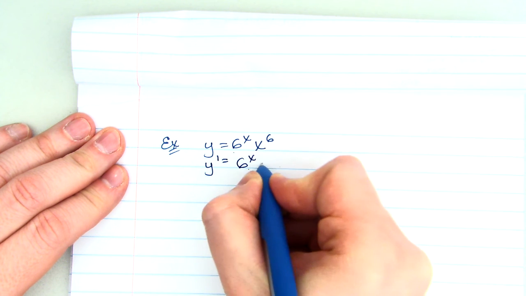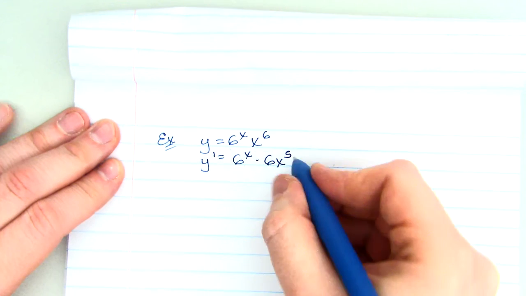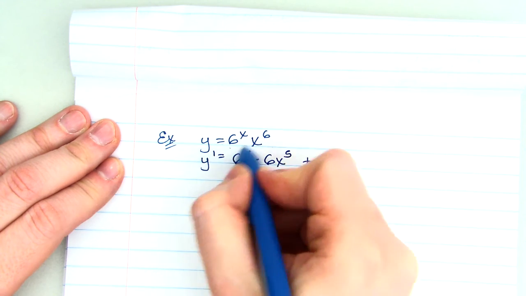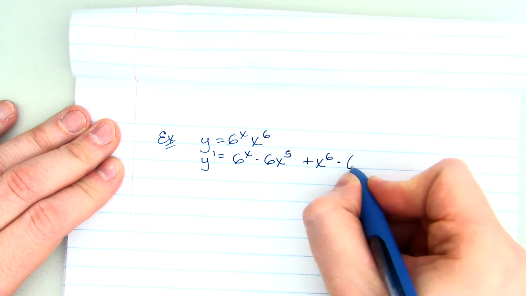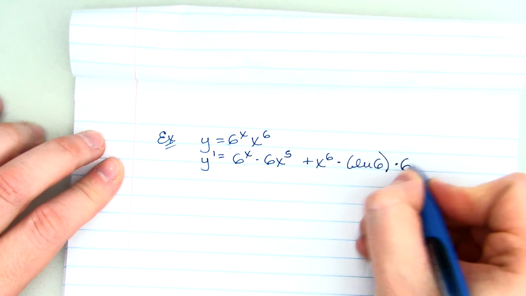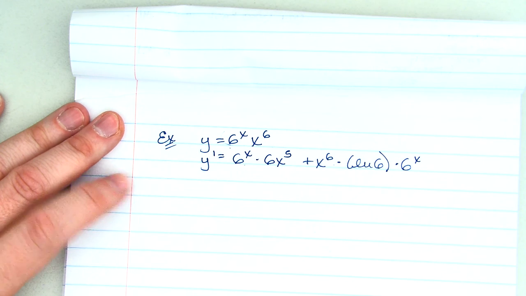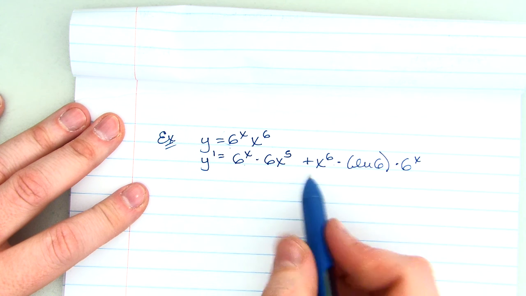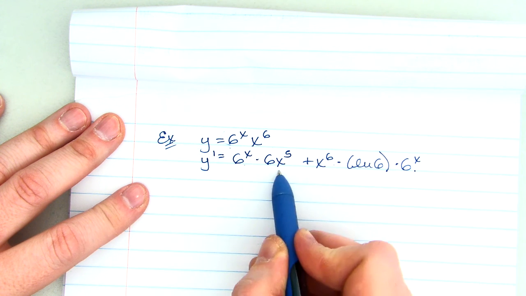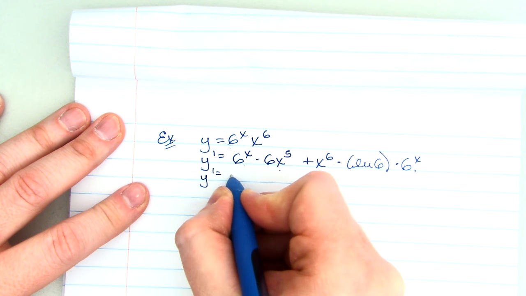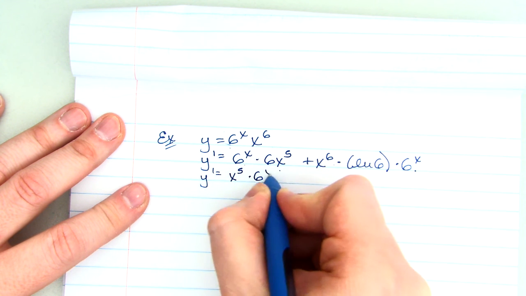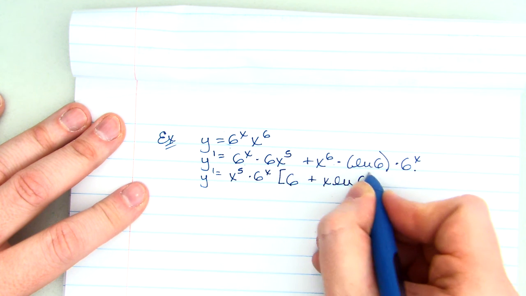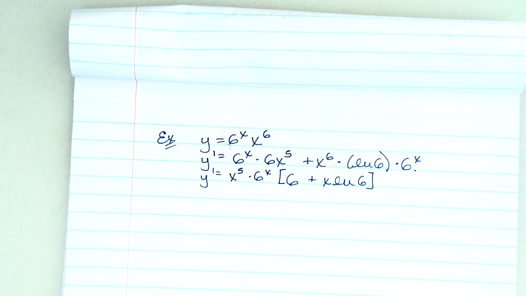First, 6 to the x times derivative of the second, 6x to the 5th. Normal power rule on that. Plus second, x to the 6th, times derivative of the first. Well, what's the derivative of 6 to the x? Natural log of 6 times 6 raised to the x. Looks like I could take out, what can I take out? I can take out a 6 to the x, and I can take out an x to the 5th, and I can make this x to the 5th times 6 to the x. You're left with a 6 and an x ln 6. That would be your simplified derivative.